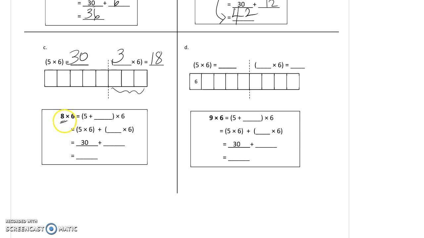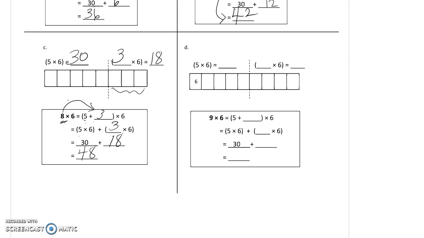So what they've done is broken the 8 into a 5 fact plus 3. 5 plus 3 gives us 8, and this 3 comes from up here. There's still 6 in each group. So now what we do is multiply that 5 times 6 here to get 30. And we have to add to it the other side of the tape diagram, which is 3 times 6, or 18. So when I add those together, I get 48, which is the answer to 8 times 6.